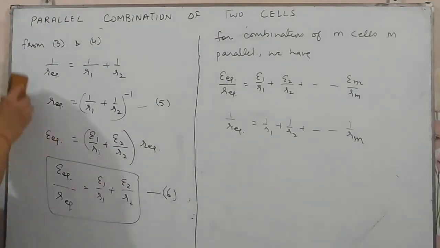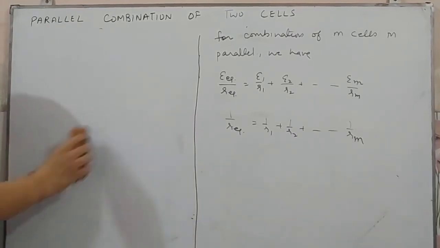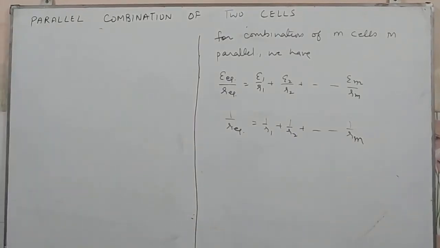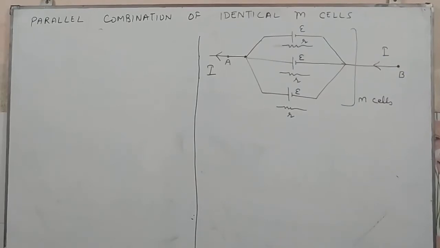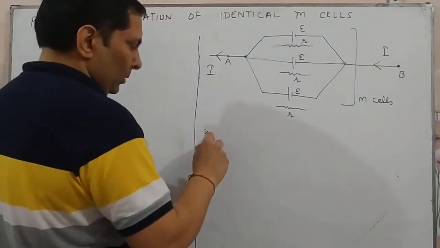Next thing. Now we need to prove that in case we take m identical cells connected in parallel, how will we obtain the condition for drawing out maximum current? So next is the discussion of m identical cells connected in parallel combination. First of all, we find the total current that is drawn from the circuit. So first step.